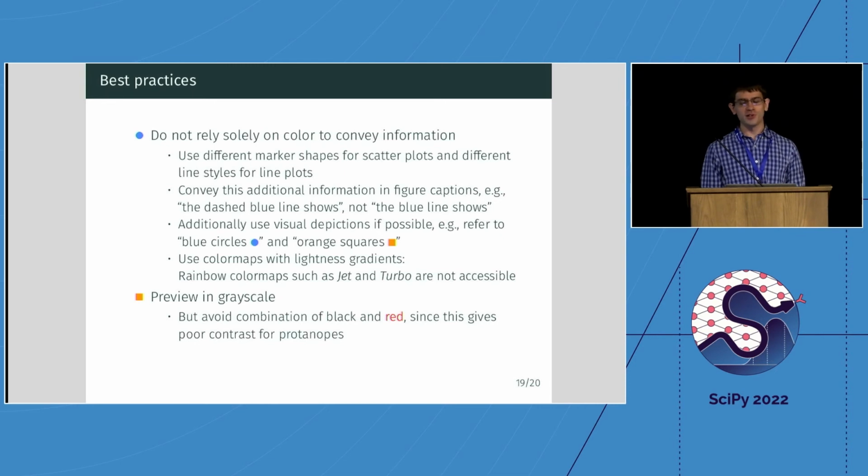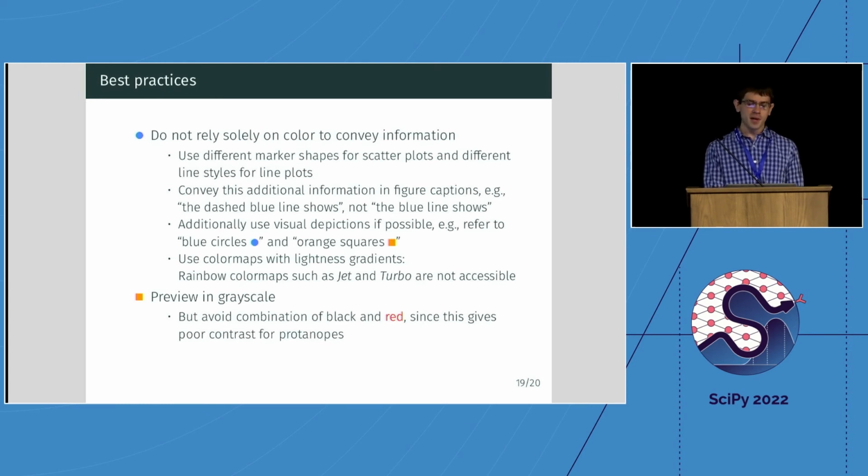And if possible, include a visual depiction of what you're describing in the caption, although I do understand that journals generally don't allow that, and I have yet to get one of these into a published paper. They're just in the archive copies. One last point is on color maps, which is something I didn't really discuss here, but these should have lightness gradients because rainbow color maps such as jet and turbo are not accessible and should not be used, although there are other issues with those as well.